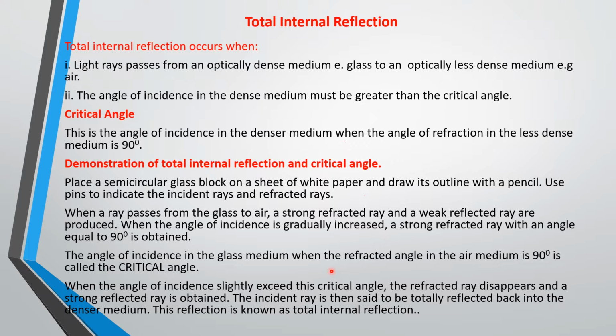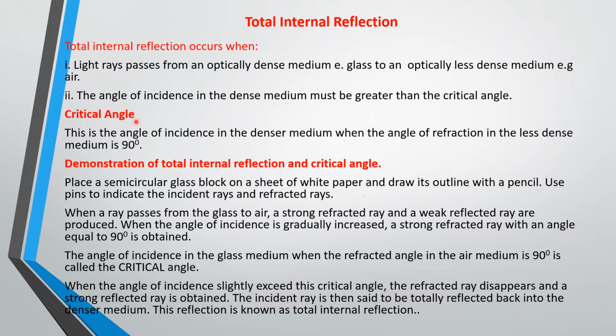So what is total internal reflection, and under what conditions will you say that a ray of light has been totally internally reflected? There are some conditions that make a ray of light totally internally reflected. One of them is that the ray travels from an optically dense medium, e.g. glass, to an optically less dense medium. Take note. And two, the angle of incidence in the dense medium must be greater than the critical angle. We'll look at what a critical angle is so that we'll know what we're talking about here.